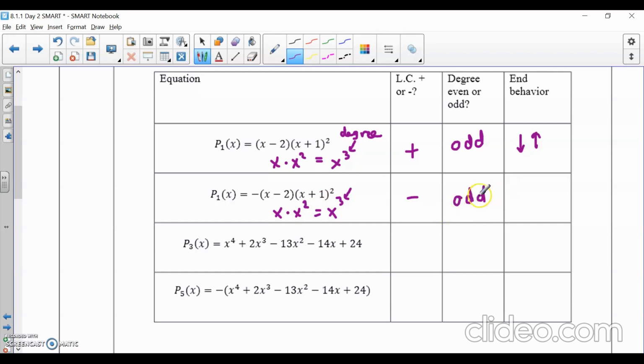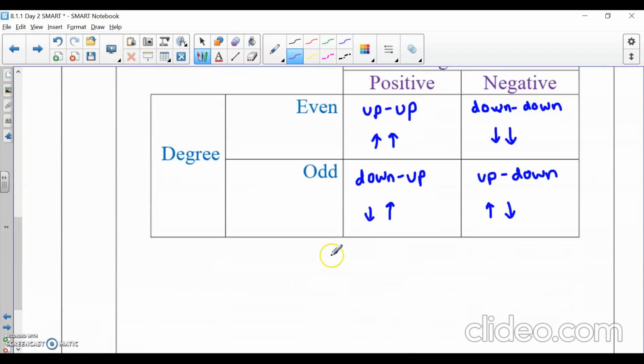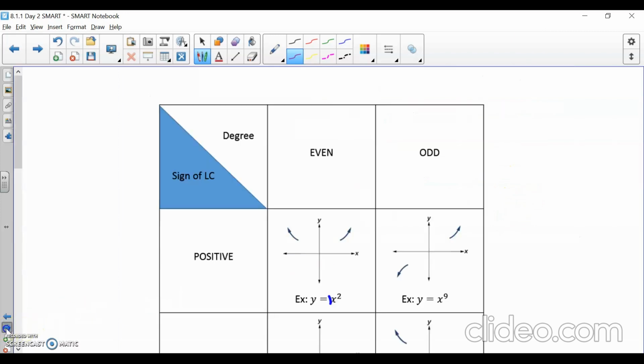And now that it's a negative odd, we can go back to our table and find that negative odd gives us up, down. And on this table, you go to odd and negative, and then find the box where that's the combination. So we will go ahead and write up, down.